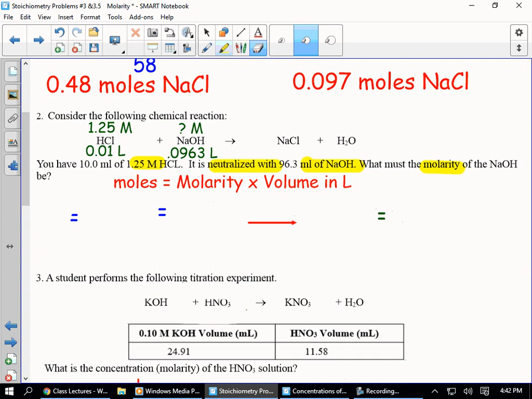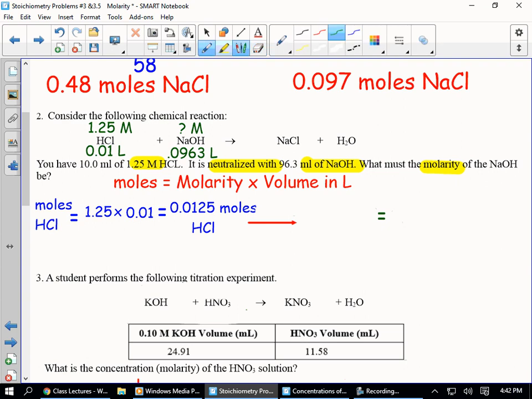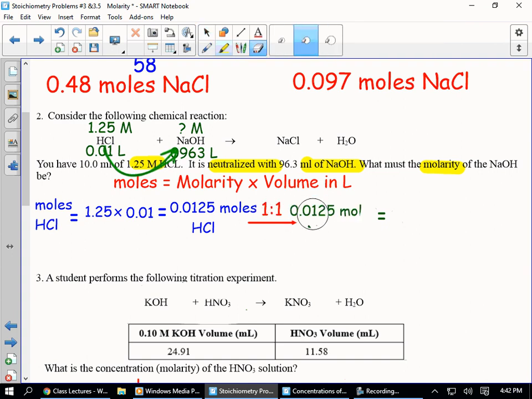All right, so the first thing we can do is find moles of HCl. We take the molarity, which is 1.25, times my volume in liters, and that's going to get you 0.0125 moles of HCl. The second thing you always do in a stoichiometry problem is check the mole ratio. This happens to be a 1-to-1 ratio, so that's also how many moles of NaOH we have.